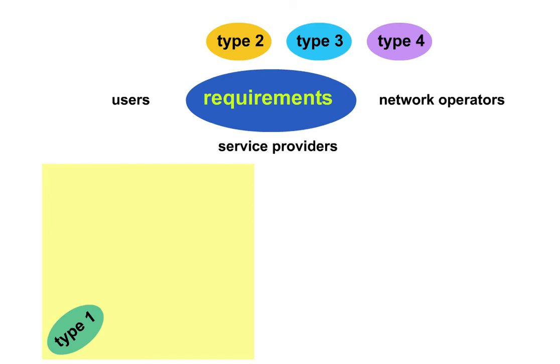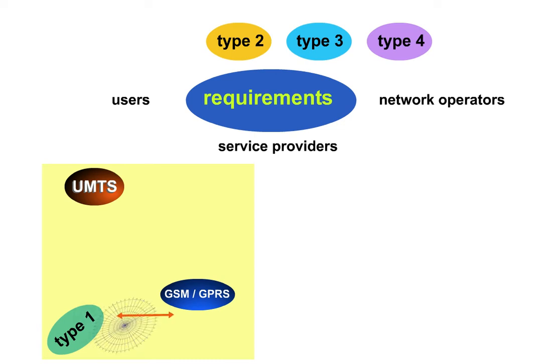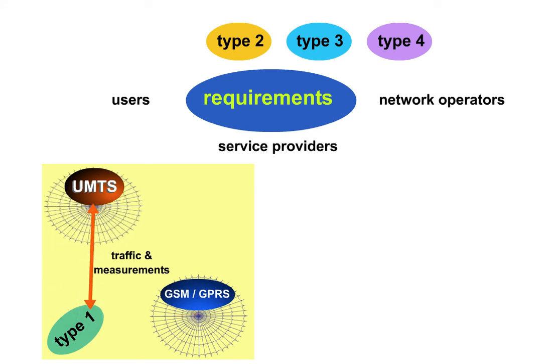Type 1. Type 1 consists of more than one single-mode user equipment, for example one for UMTS and one for GSM GPRS, in one shell. The only functionality shared is the man-machine interface. Thus, the user equipment can only be active in GSM GPRS or UMTS. This means that simultaneous access to the networks is not possible.